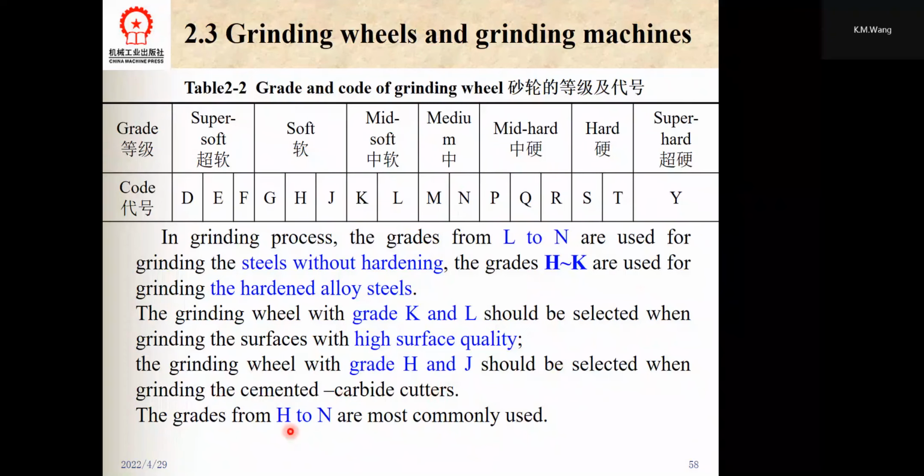The grades from H to N are the most commonly used. This is the grade of the grinding wheels.